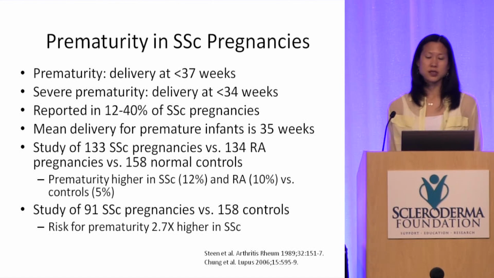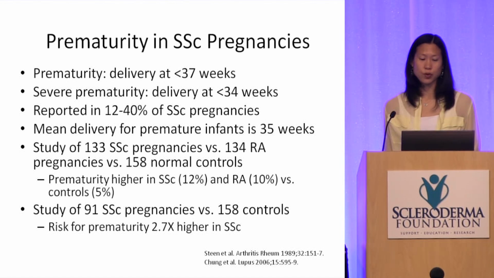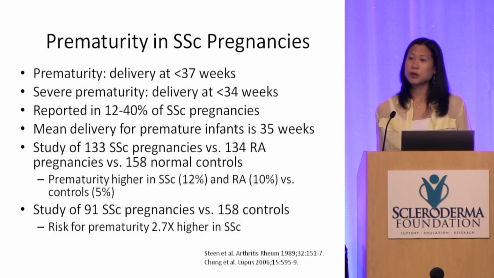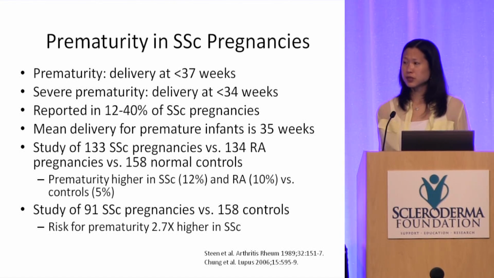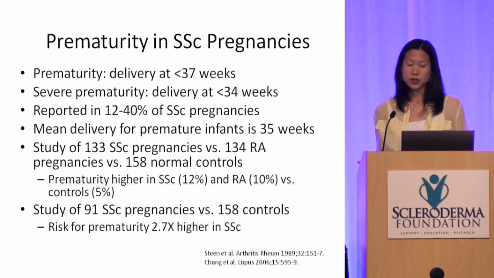Regarding prematurity in scleroderma patients, again, prematurity is defined as delivery at less than 37 weeks, severe prematurity, delivery at less than 34 weeks. And it's been reported in 12 to 40% of scleroderma pregnancies. However, the mean delivery for premature infants is 35 weeks, so not much shorter than 37 weeks. A study looking at 133 scleroderma pregnancies compared to 134 rheumatoid arthritis pregnancies and 158 normal controls found that prematurity was higher in the scleroderma and rheumatoid arthritis patients compared to the controls. Looking at a different study of 91 scleroderma pregnancies compared to 158 controls, the risk for prematurity was almost threefold higher in scleroderma patients. So this has been replicated. It does seem that it's more frequent than in healthy controls.